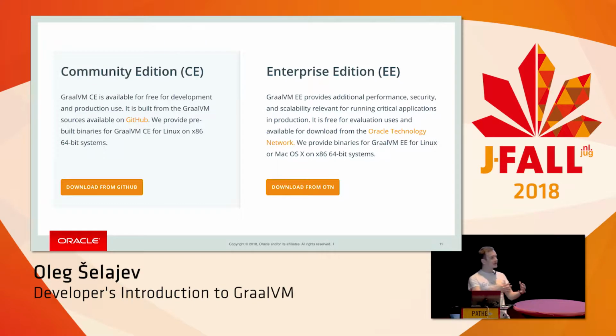Right? So we would like it to be a drop-in replacement for the runtime that you use for running programs like that. And for Java, for example, the GraalVM distribution is a drop-in replacement. Currently, we publish the builds based on Java 8.